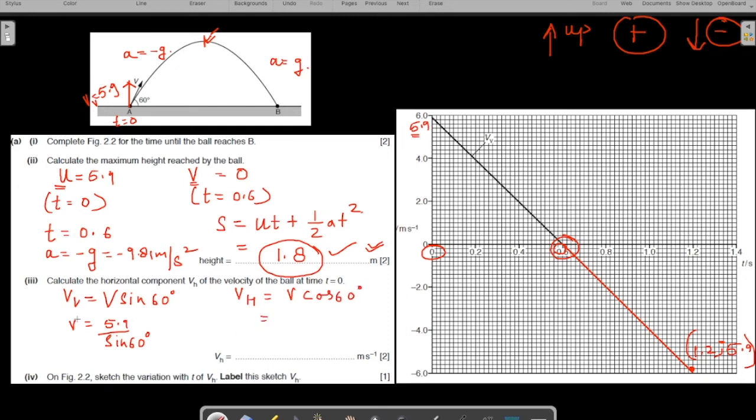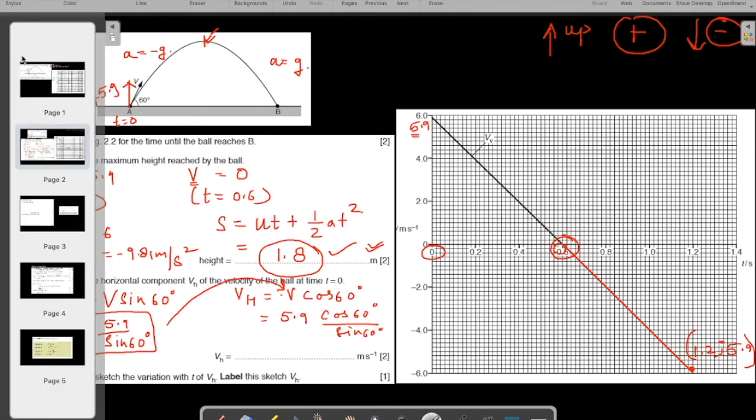V you have already calculated here. Substitute it in this place. You should get 5.9 cos 60 over sine 60. Solve it in your calculators. It should also be the same as 5.9 over tan 60.